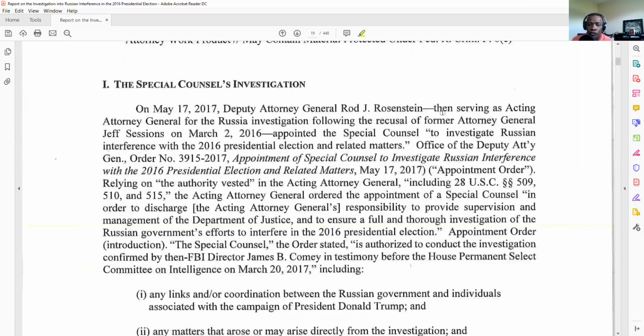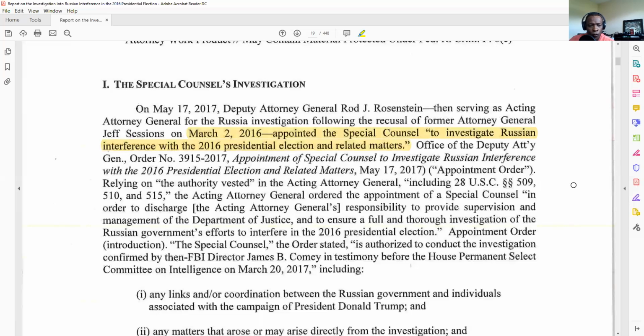On May 17, 2017, Deputy Attorney General Rod J. Rosenstein, then serving as acting Attorney General for the Russia investigation following the recusal of former Attorney General Jeff Sessions on March 2, 2016, appointed the special counsel, quote, to investigate Russian interference with the 2016 presidential elections and related matters, close quote. I'm going to highlight that. On March 2nd, 2016, appointed special counsel to investigate Russian interference with the 2016 presidential elections and related matters.